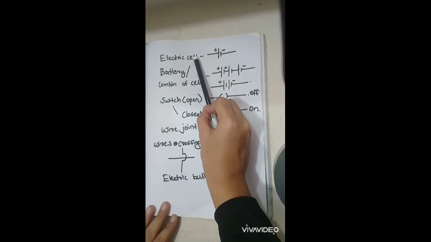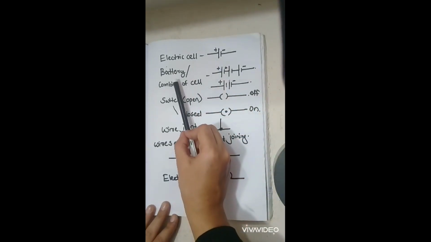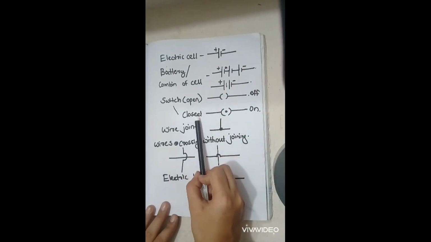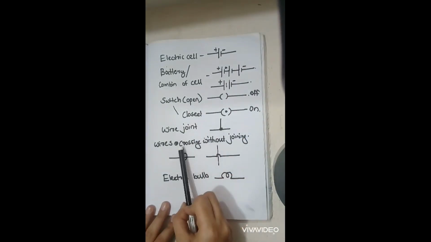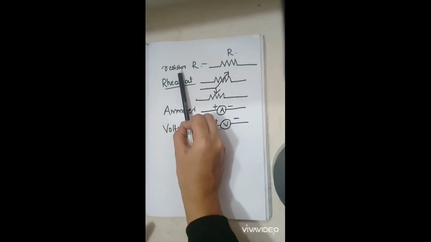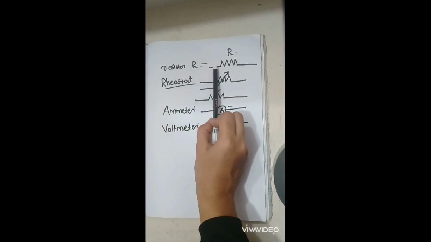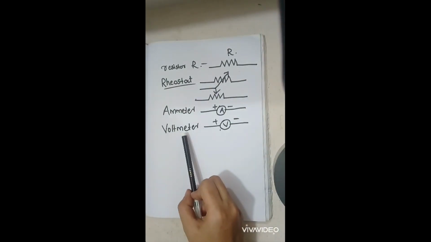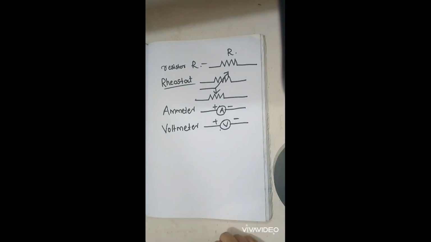The first one, electric cell, the symbol of electric cell. Then battery, the symbol of battery, and switch open and closed. Then wire joint, wires crossing without join. Okay, electric bulb. Then resistor, resistor of resistance R. Rheostat, then ammeter and voltmeter. Okay, clear? Then we move on to the next topic, that is very important, that is Ohm's law.